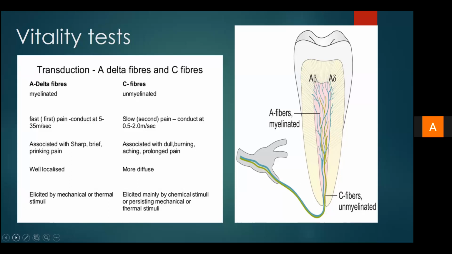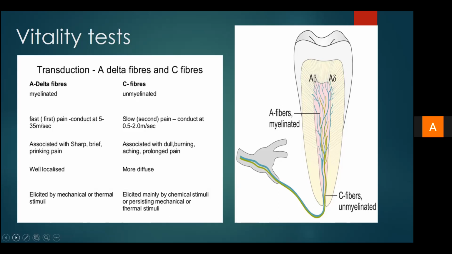The difference between them is very short. I have made a table, but in Grossman you have a very detailed explanation of all those fibers in the chapter on dental anatomy and pulpal anatomy. Please go to that chapter. A delta fibers are myelinated fibers. Myelinated means they're covered with a myelin sheath, so the transduction of the potential is very fast. The pain can be conducted at a very high speed, like 5 to 35 meters per second. But C fibers are unmyelinated.